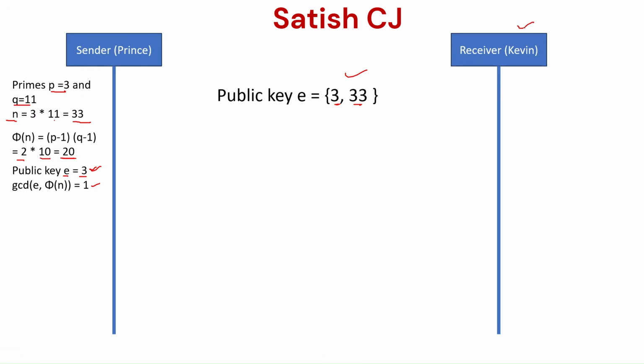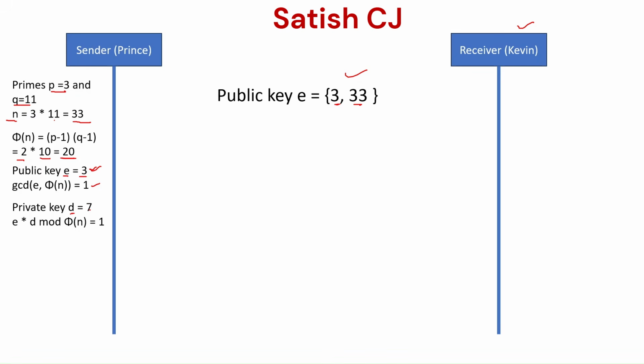Receiver Kevin will know it, and anybody can know the public key of this specific sender. So it's published. Next, Prince selects a private key. The private key here is D, and the value that has been selected is 7.